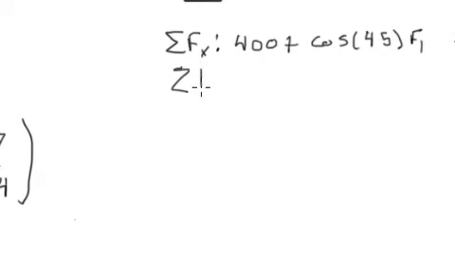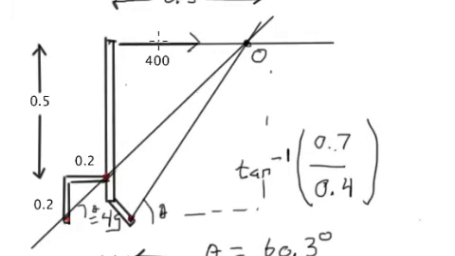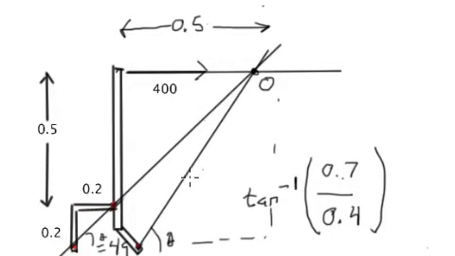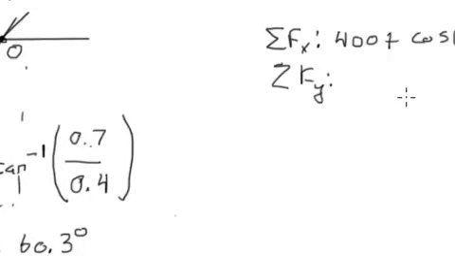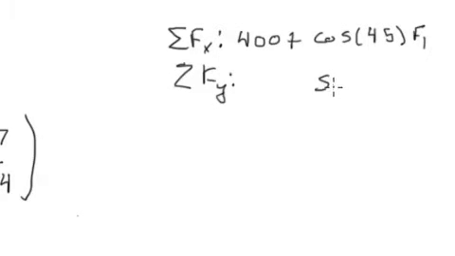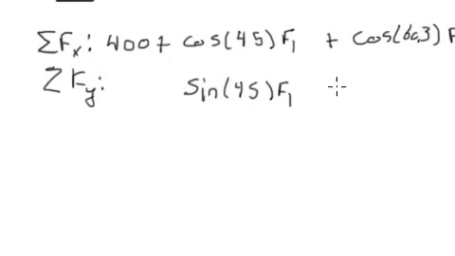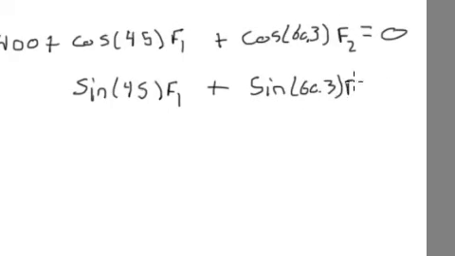Now we go sigma of the forces in the y direction. The 400 newton force has no y component since it's horizontal. And to relabel these real quick, we're going to have the sine of F1 and then the sine of F2. So we have sine of 45 times F1 plus sine of 60.3 times F2, and that should equal 0.